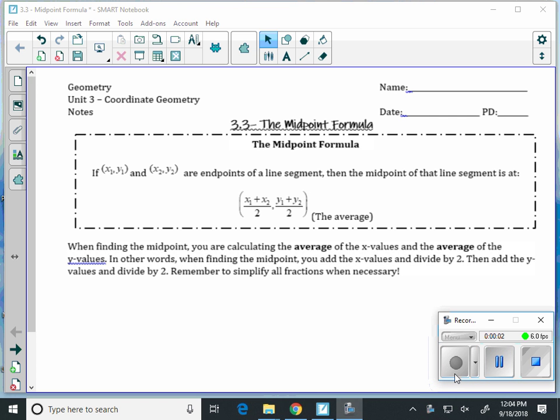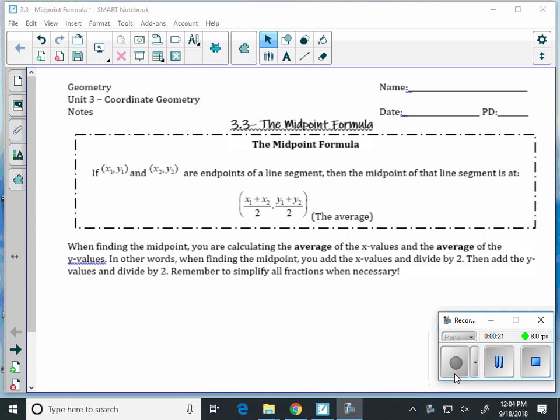So the formula is in this box, and essentially what it's saying is that the point x1, y1 and the point x2, y2 are endpoints of a line segment. And to find the midpoint, all you're doing is doing x1 plus x2 divided by 2, y1 plus y2 divided by 2. And essentially you're just finding the average.